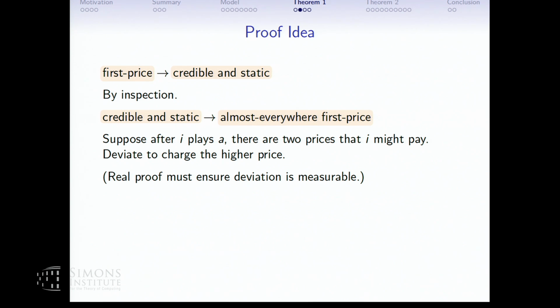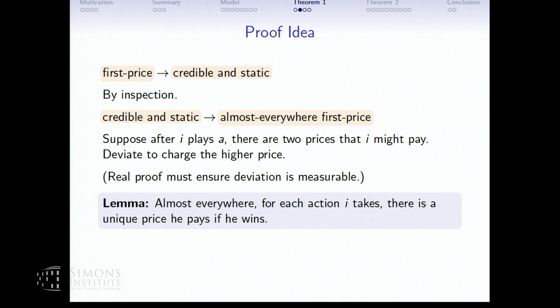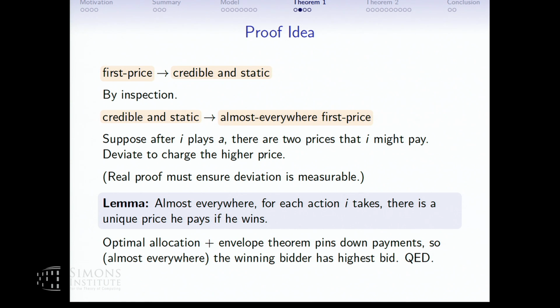Now, this is a little bit too simple. The real proof must ensure that the deviation is measurable, and there's a little bit of technicality used to do that, but this is the core of the idea. So you can prove that almost everywhere for each action that you take, there's a unique price you pay if you win, whereupon we're entirely in standard terrain. The optimal allocation is pinned down by Myerson. The envelope theorem pins down payments almost everywhere, so the winning bidder has the highest bid, QED.